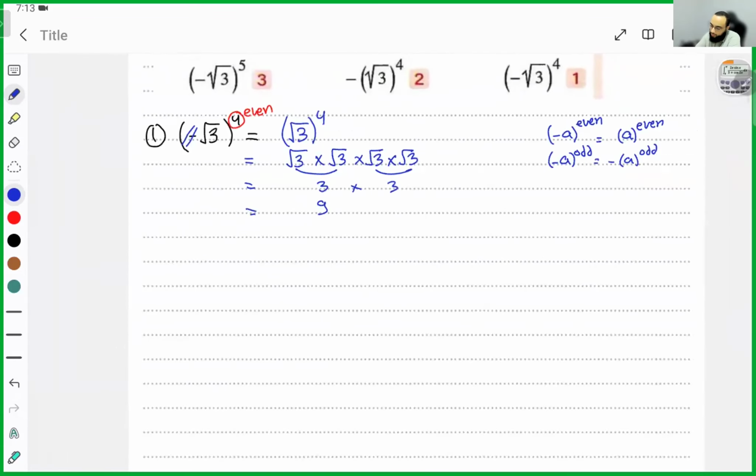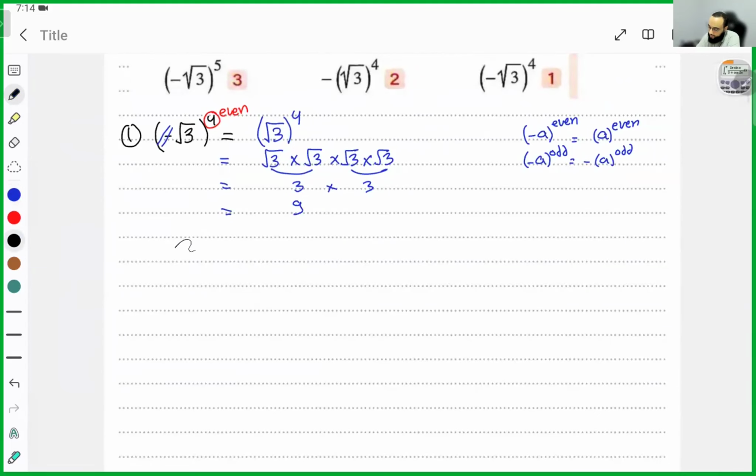9. Muhammad Izzat, number 2. It's a negative outside the bracket. What is the difference between the negative outside the bracket and the negative inside the bracket, Muhammad Izzat? If it is negative 2 power of 4, then it's going to be 2 power of 4. If it is negative 2 power of 3, then it's going to be negative 2 power of 3, because the power here is even, it deletes the negative sign, but the power here is odd, it doesn't delete anything.